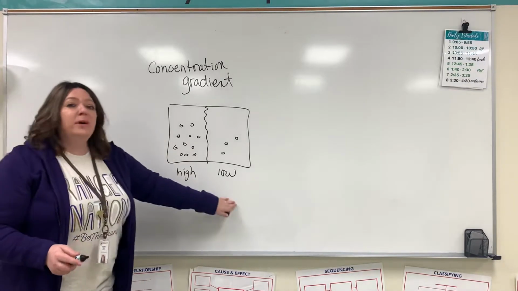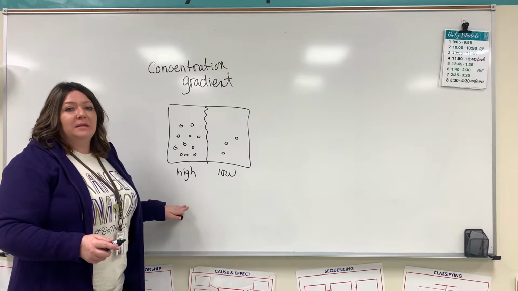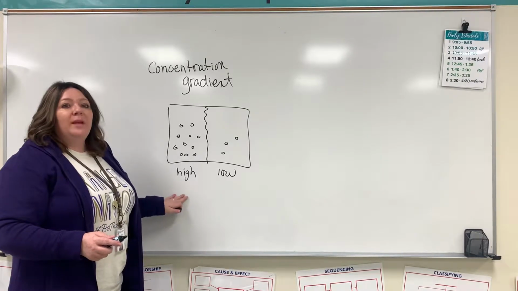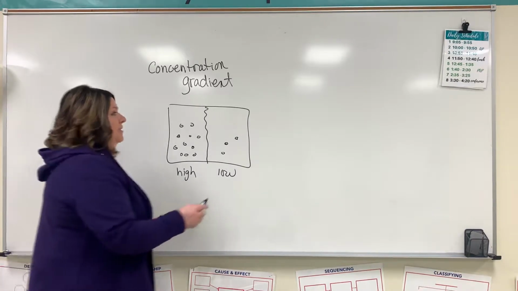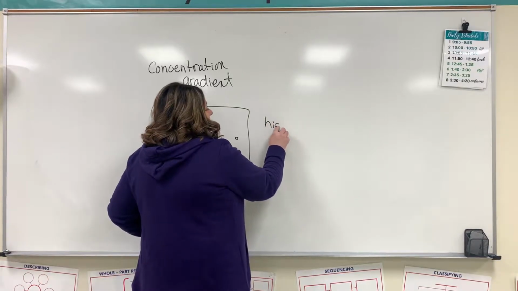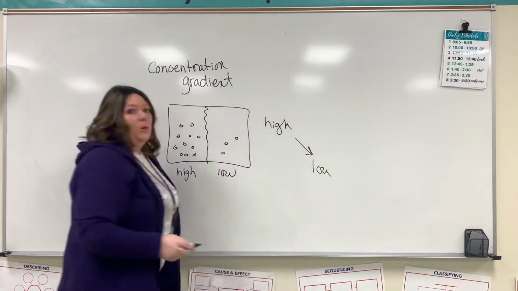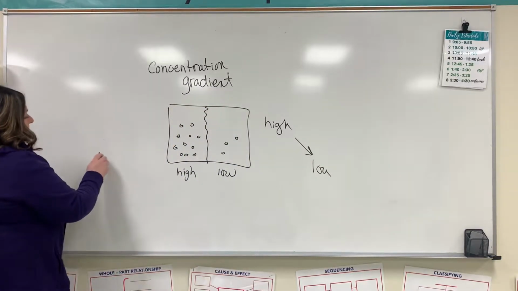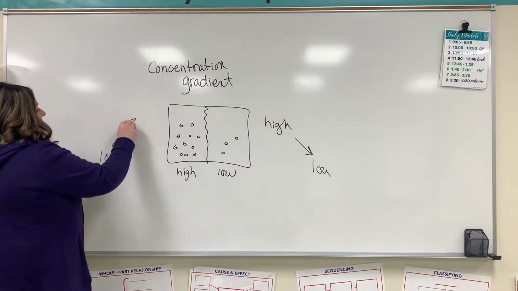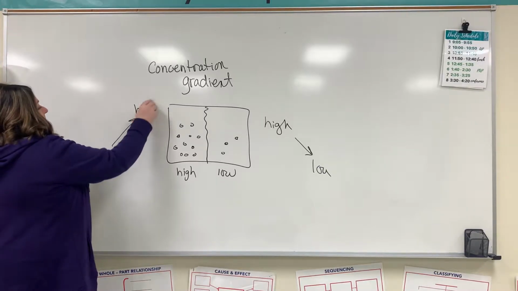Why this is important is because all of the things in cell transport either go with the gradient, meaning naturally from high to low, or they go against the gradient where they go from low to high, okay?